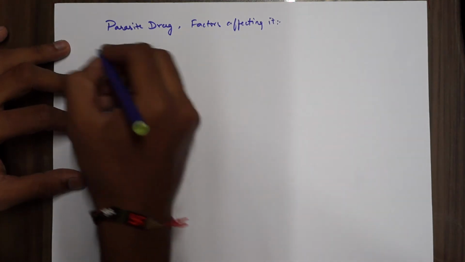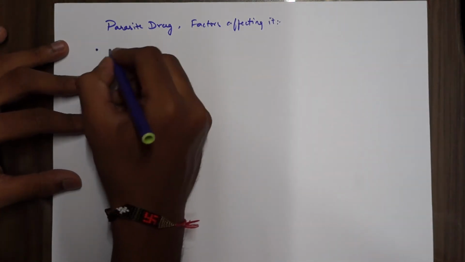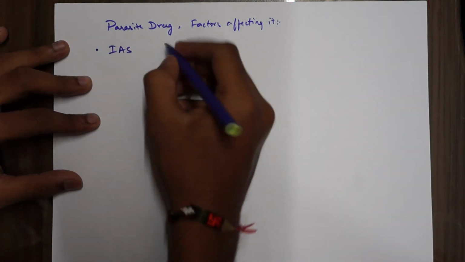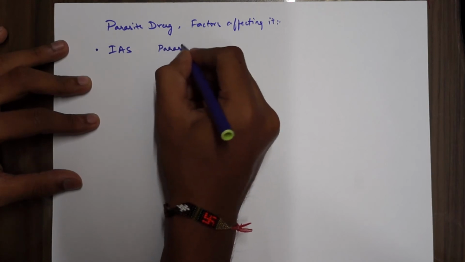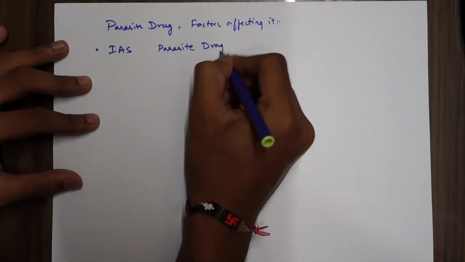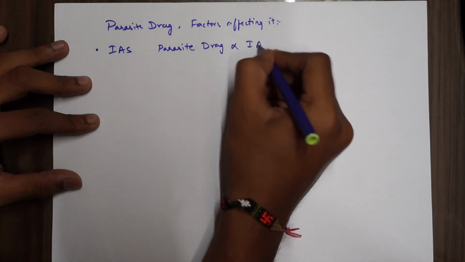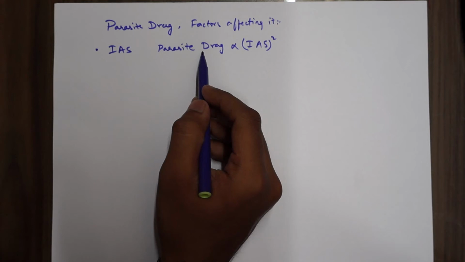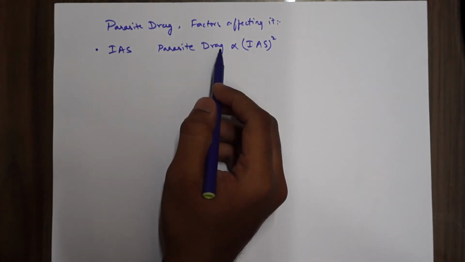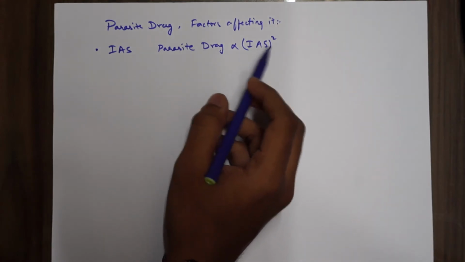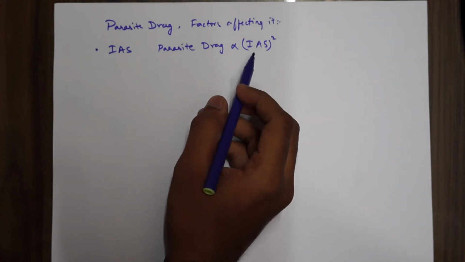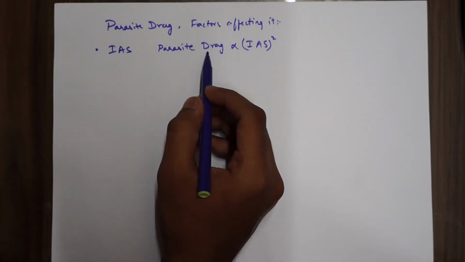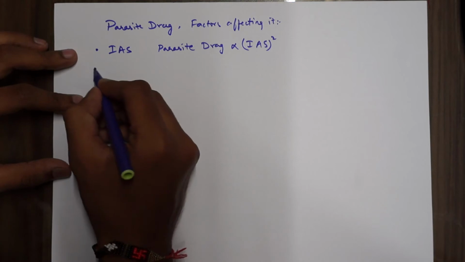Okay, so first point is your IAS. Simple. Parasite drag is directly proportional to the square of the indicated airspeed. If IAS is doubled, parasite drag increases 4 times. So at the higher speeds, like if you increase it 5 times, 6 times, the ratio is much higher, alright.